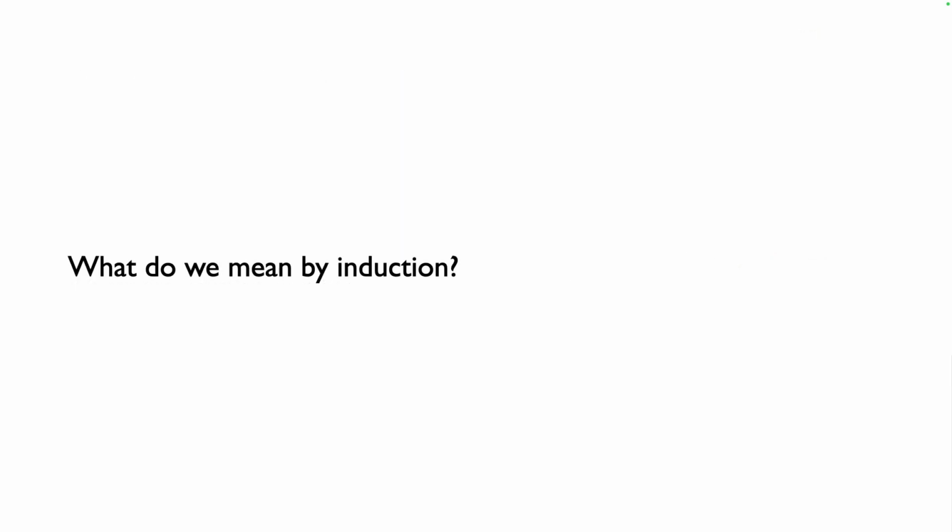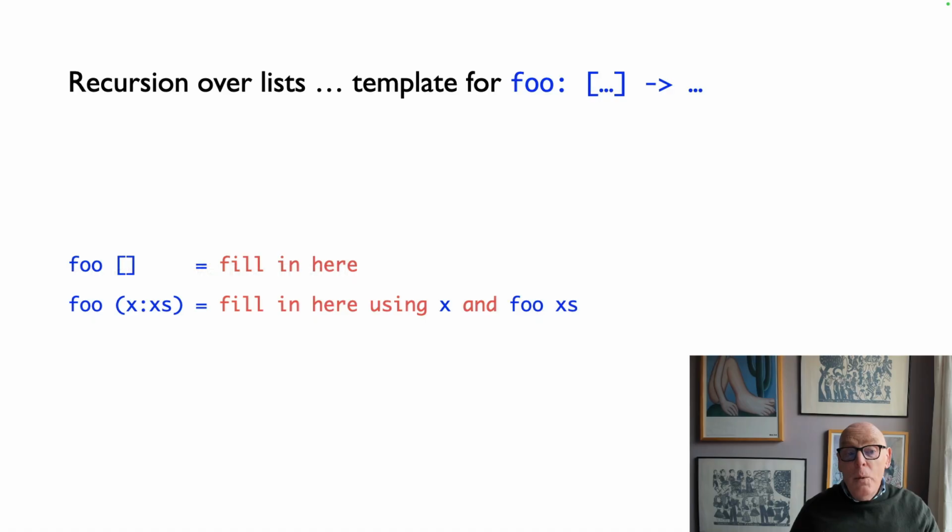What do we mean when we say induction? Well, what do we mean when we say recursion over lists? We have a template for defining a function foo. If you remember, this is the template from earlier in the course. To define the function foo over all lists, we say foo of the empty list is, and give a value for that, and we define foo of x cons x's in terms of foo of x's and x. So that's how we define a function that works over all lists, or at least all finite lists.